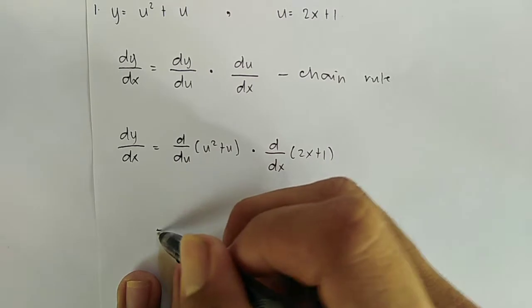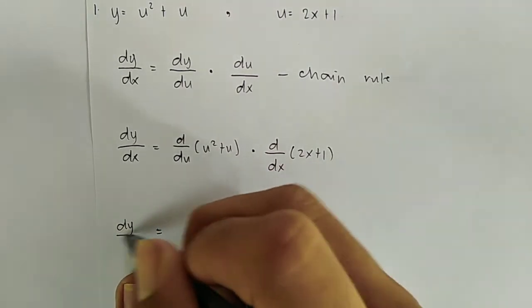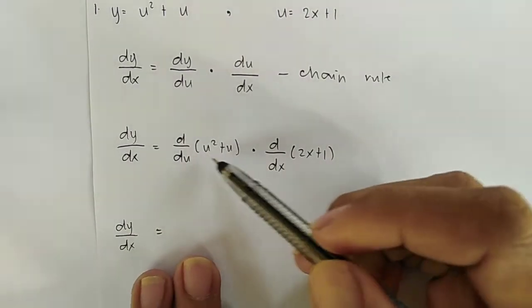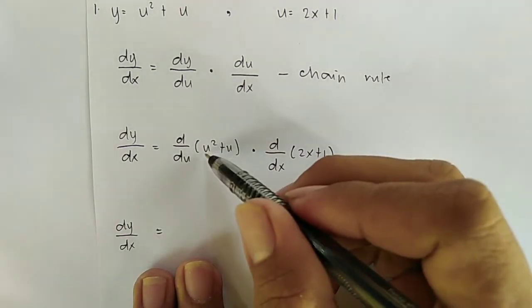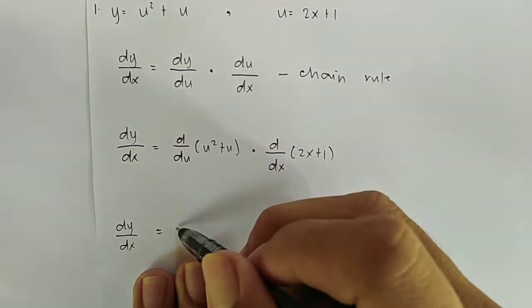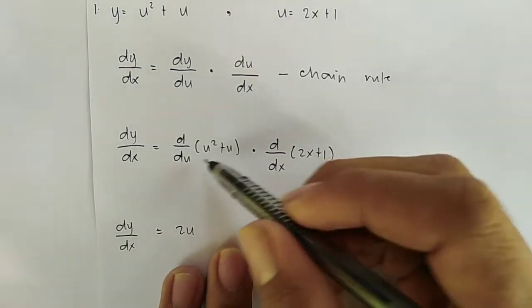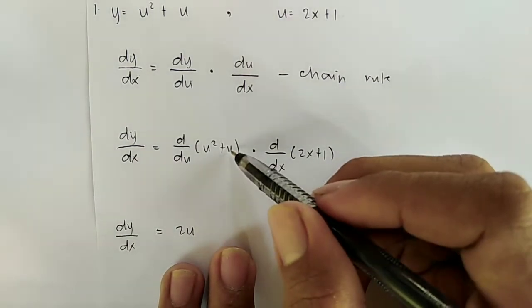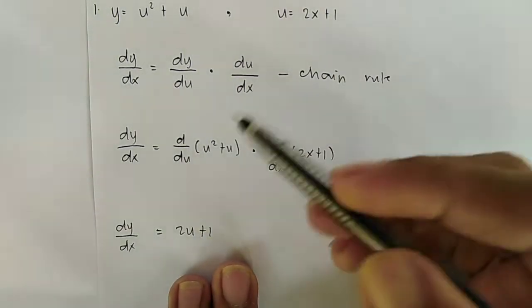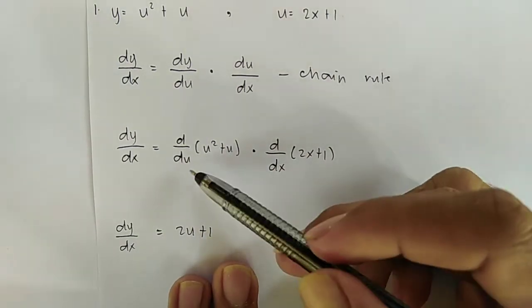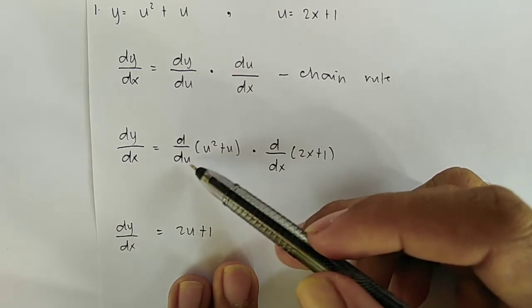Then, simplify natin yan, kukunin natin yung derivative ng bawat function. Derivative of the function u squared plus u in terms of u: derivative of u squared in terms of u, magiging 2u. Then, derivative of the variable u in terms of u, magiging 1. Kaya 2u plus 1 ang derivative ng u squared plus u in terms of u.